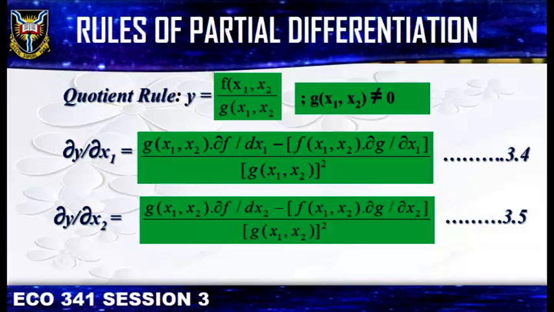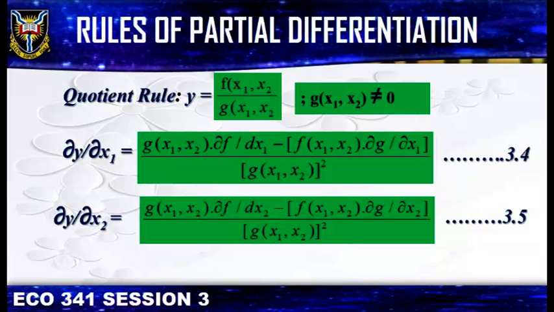Partial df over partial dx1 is equal to 6. Partial df over partial dx2 is equal to 7. Partial dg over partial dx1 is equal to 5. Partial dg over partial dx2 is equal to 3.